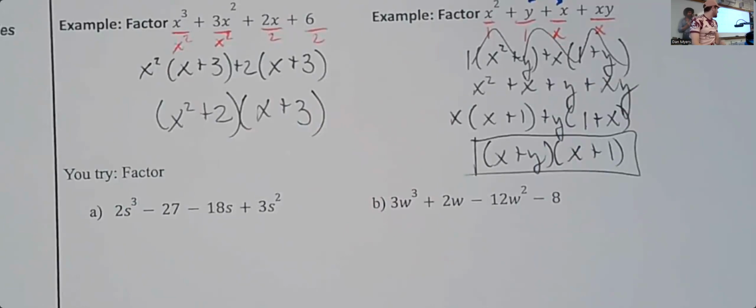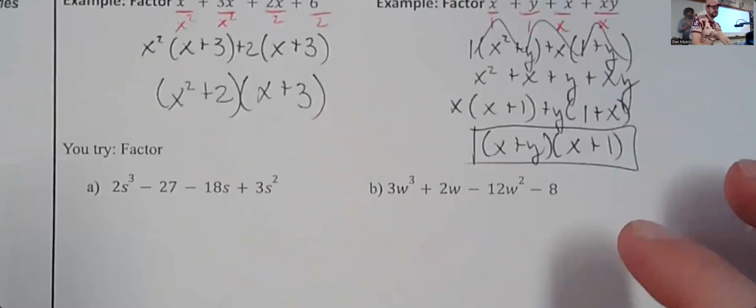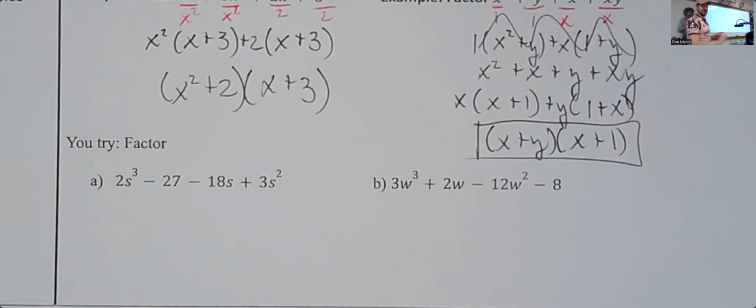So not every time you see 4 terms, you're going to be able to factor by grouping right away. Sometimes you're going to have to rearrange the order of some terms to actually make it work. So give A and B a try. See what you come up with there. I don't think you have to rearrange any orders for A and B to make those work, by the way.